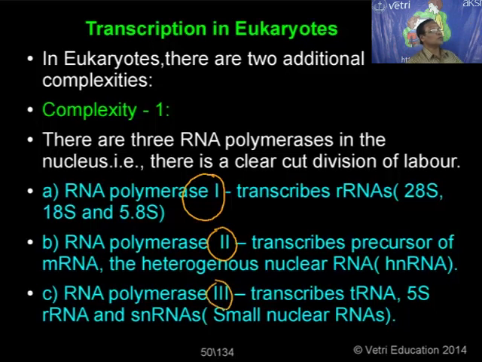Now, RNA polymerase 1 is responsible for transcribing the ribosomal RNA. The ribosomal RNA is normally 45S, where S stands for Svedberg unit, the sedimentation coefficient, and it is composed of different units of 28S, 18S, and 5.5S. So RNA polymerase 1 transcribes ribosomal RNA. Then number two, RNA polymerase 2, which transcribes the messenger RNA.